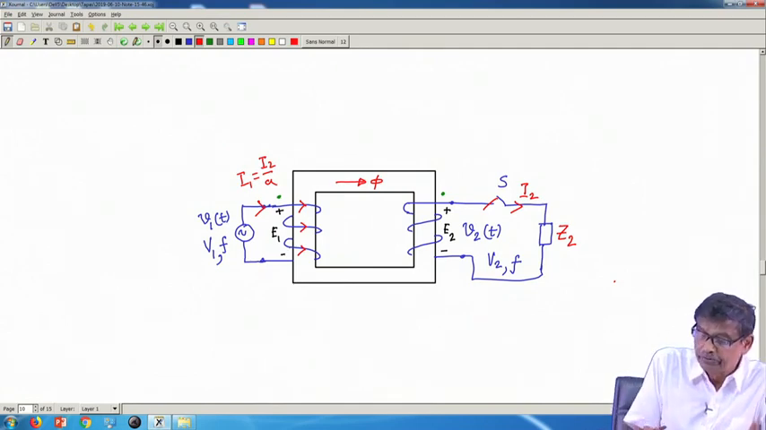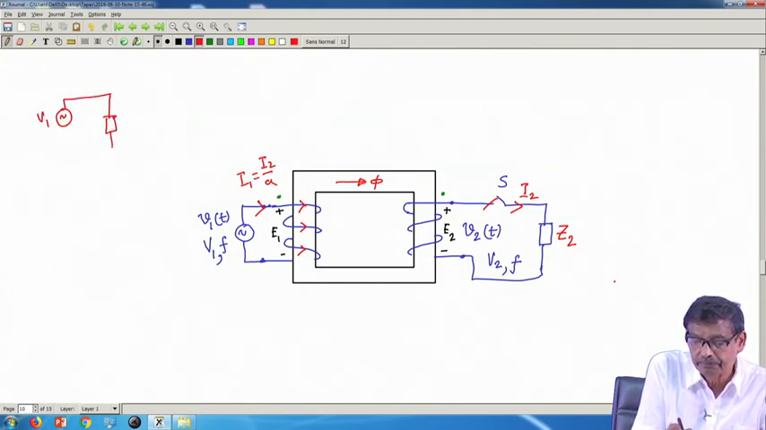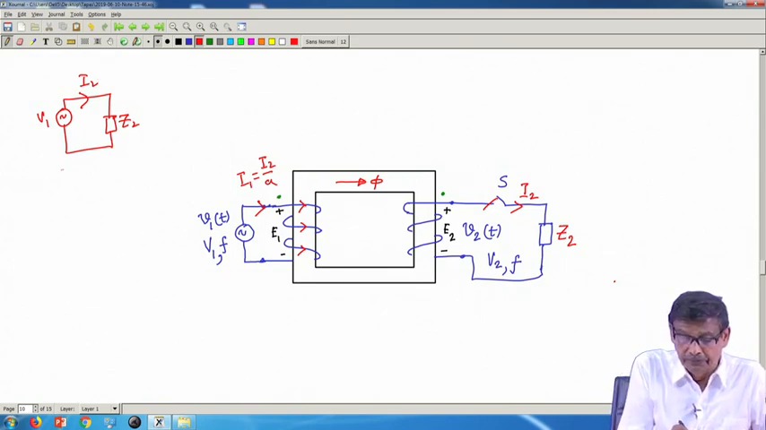So, with respect to the supply, the equivalent circuit we have just got is V1 and an impedance Z2, and this is your I2. So, this is referred to the primary side.